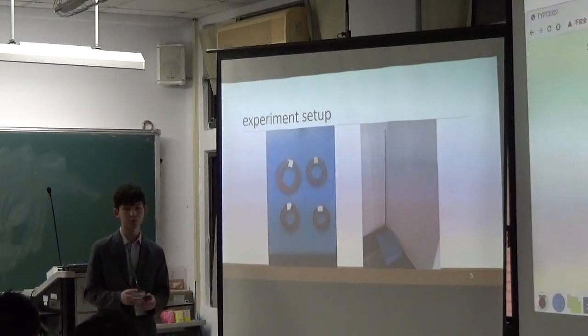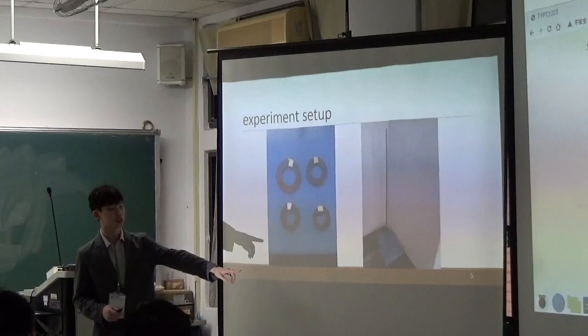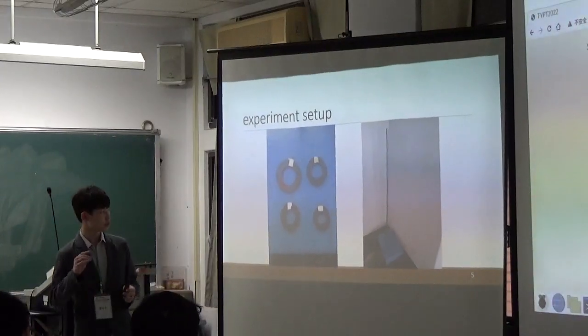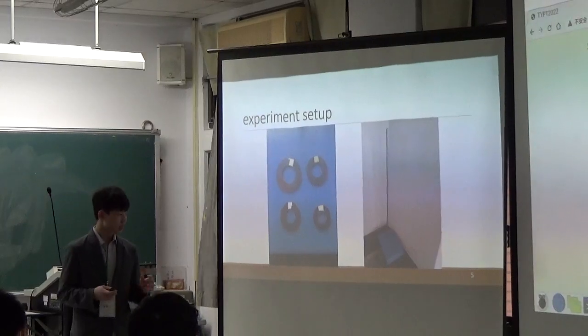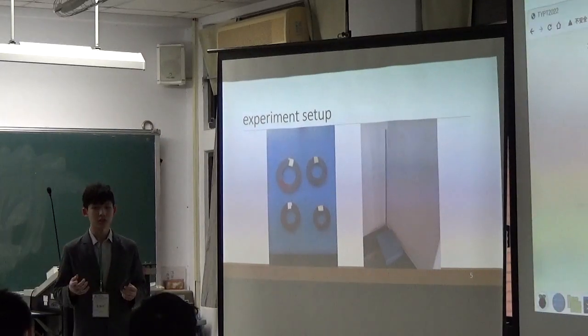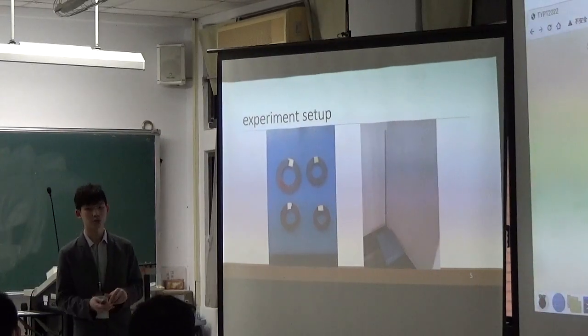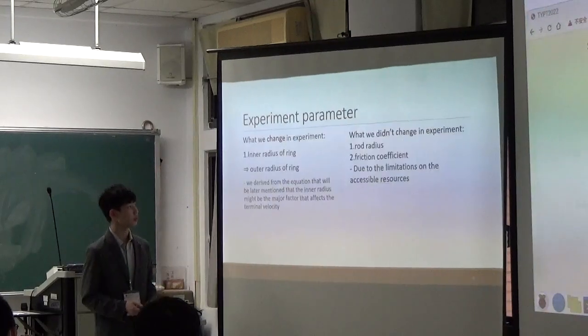And this is our experiment setup. We have 4 rings made of plastic and a steel rod. We spin the ring from the top of the rod, and it will reach its terminal velocity while rotating down to the bottom of the rod.